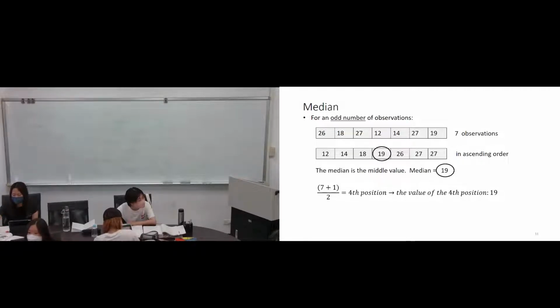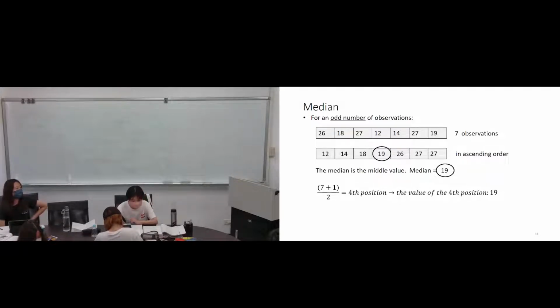And then we find the value that is in the middle. With 7 observations, in the middle that should be 19. 19 is the fourth value, so it is now in the middle. It is the median because 3 values are lower than 19, and the other 3 values are greater than 19. So 19 is the median. That's how we find the median for an odd number of observations.